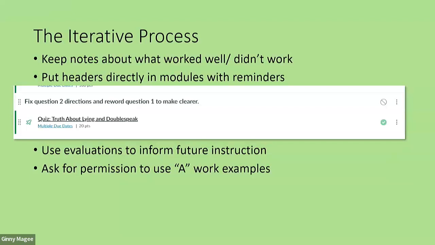All right, so online teaching, online courses are an iterative process. They're never done. We never say, oh, this is the perfect course, I'm never going to touch it again, because technology changes, things change. There's always ways that we can improve. And so it's a good idea to keep notes throughout the semester on what worked well, what didn't work, things that you might like to change.